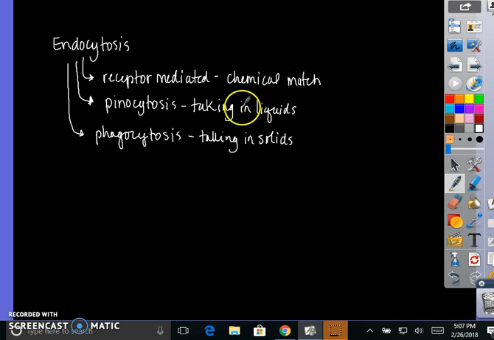Pinocytosis, of course, takes in certain liquids, and phagocytosis is taking in solids. And we see that in white blood cells. They'll engulf anything, and they have to, in order to keep it safe. And you've got to see what a lysosome does.